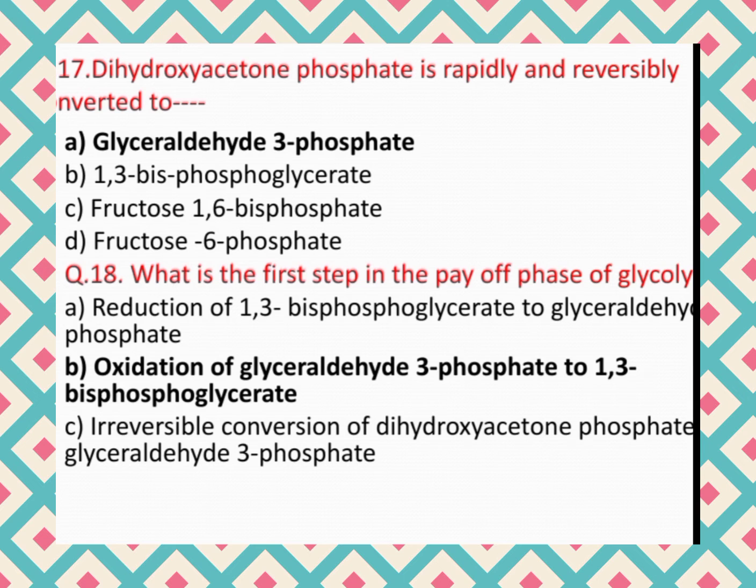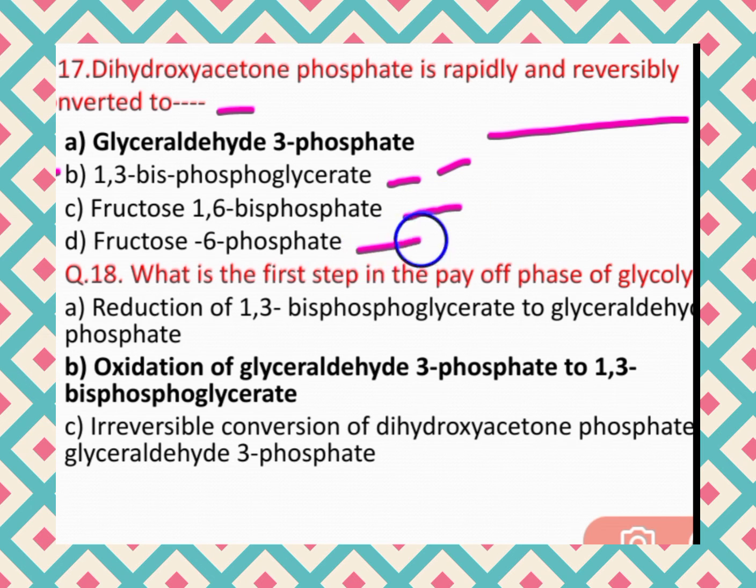Question number 17. Dihydroxyacetone phosphate is rapidly and reversibly converted to option A glyceraldehyde 3-phosphate, option B 1,3-bisphosphoglycerate, option C fructose 1,6-bisphosphate and option D fructose 6-phosphate. Which will be the correct answer? The correct answer will be option A, that is glyceraldehyde 3-phosphate.